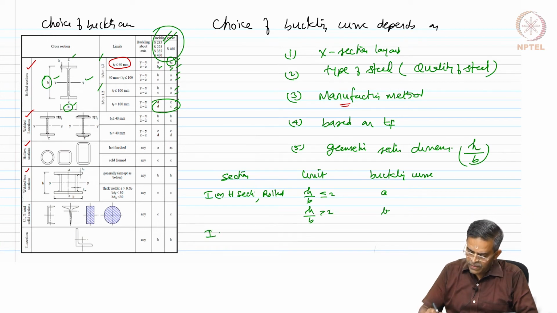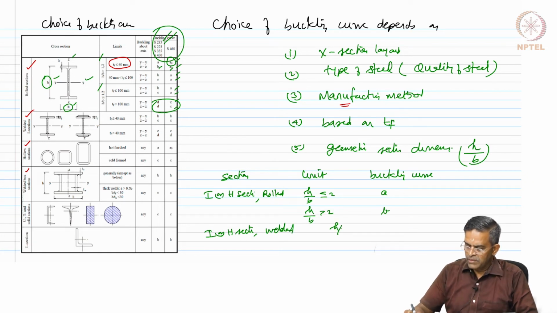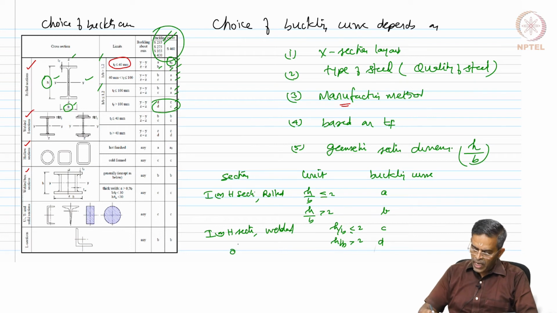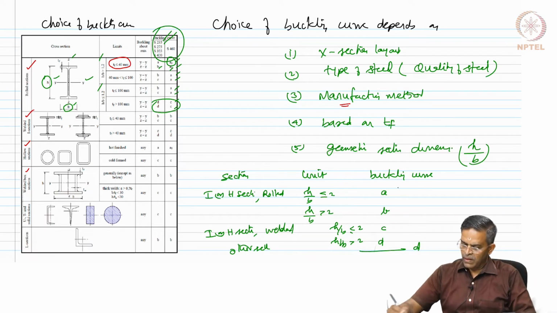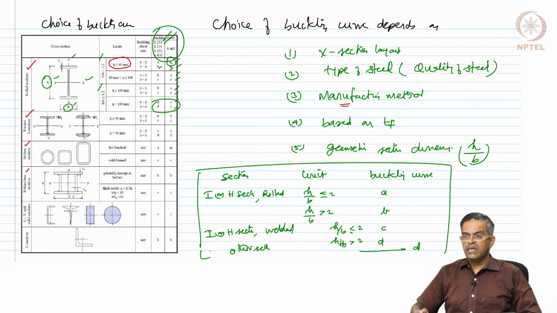If it is welded, then if h by b is less than or equal to 2, look for curve C. If it is more than 2, you can look for curve D. For all other sections, you only use curve D. These are all the recommended buckling curves as per the code, as a summary extracted from the table what you see on the left side.